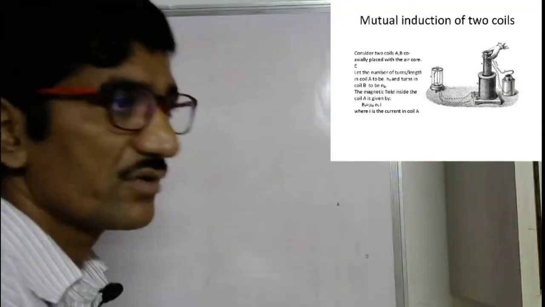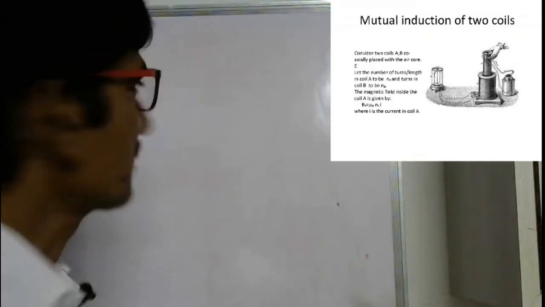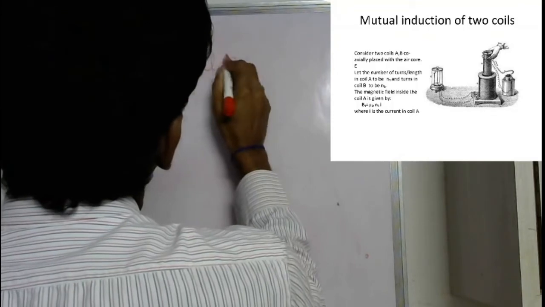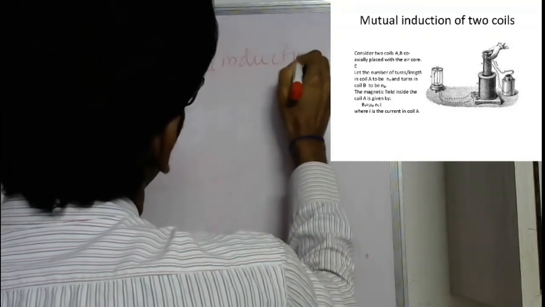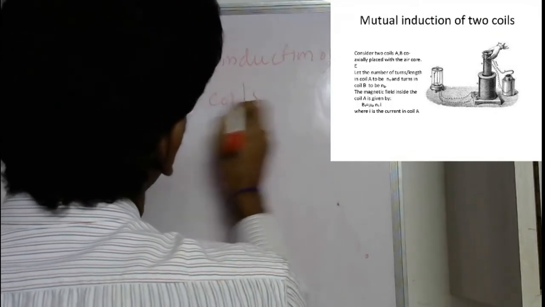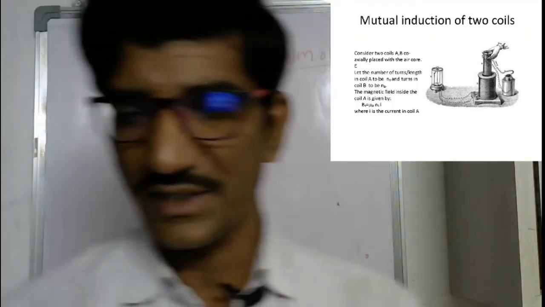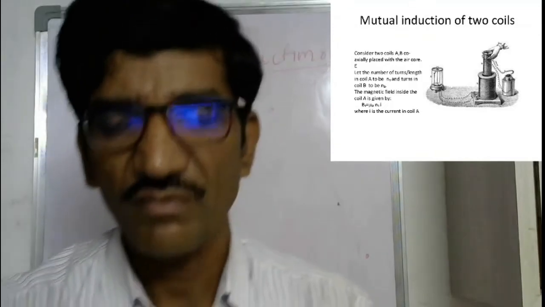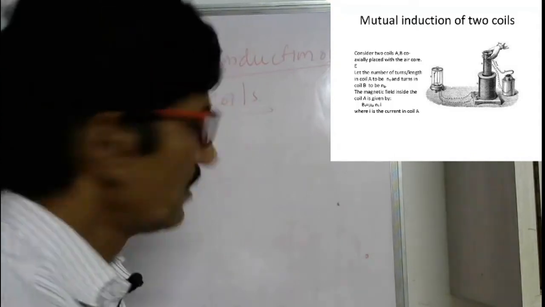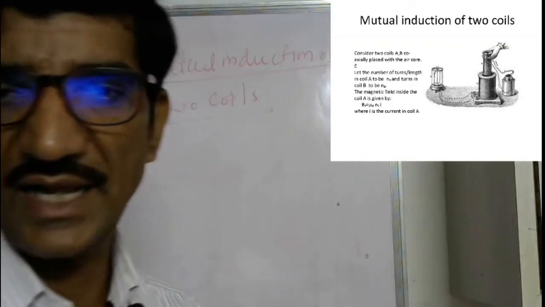After studying about the mutual induction, now we will go for the mutual induction of two coils. Let us take two coils with the air core. You can see this on the slide as well.